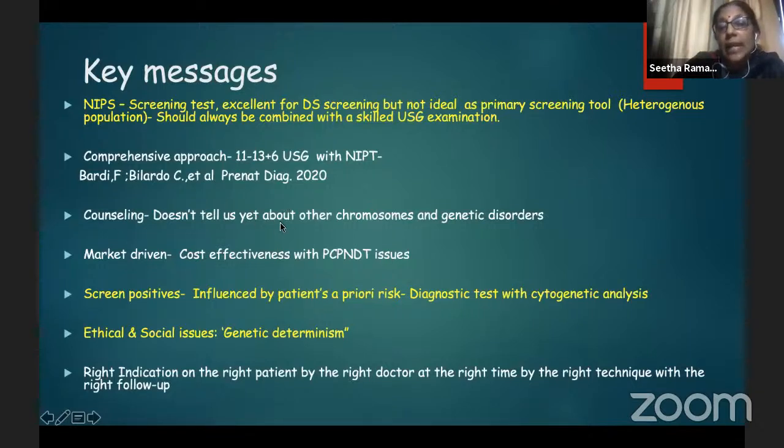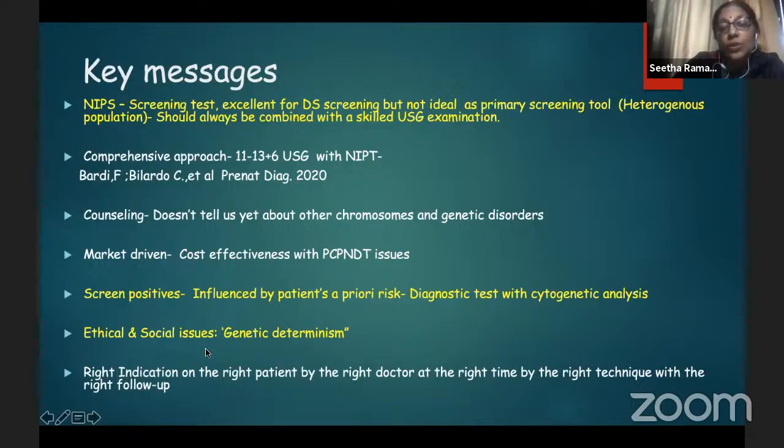Counseling doesn't tell us yet about other chromosomes and genetic disorders. Of course, we need to remember it's market driven. So you have to remember what is suitable for the couple, and its cost effectiveness, with PCPNDT issues. For screen positives, you have to check that it is influenced by the patient's a priori risk, what is causing the screen positive, and then follow it up with a diagnostic test with cytogenetic analysis.